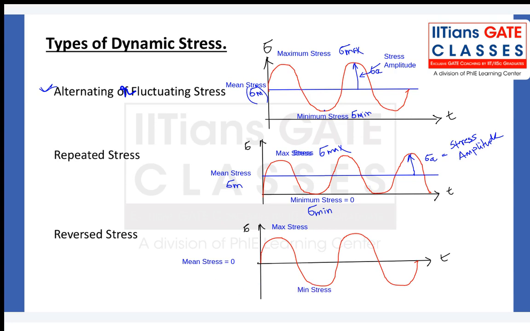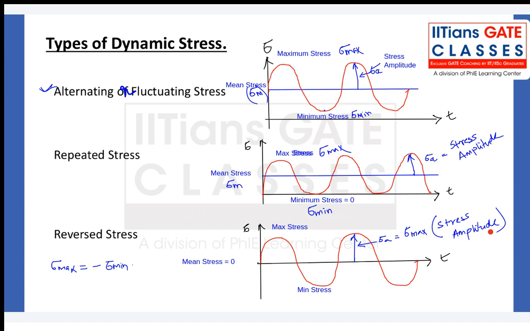So here, for completely reverse stress, I can say sigma max, the maximum stress, is equal to minus of the minimum stress. And if you consider the stress amplitude, sigma a, that is nothing else but equal to sigma max.